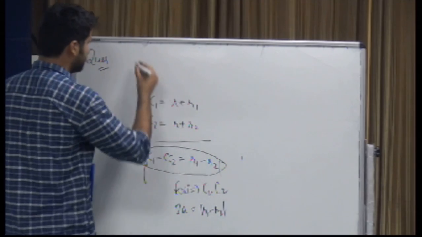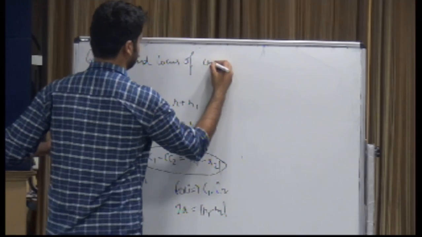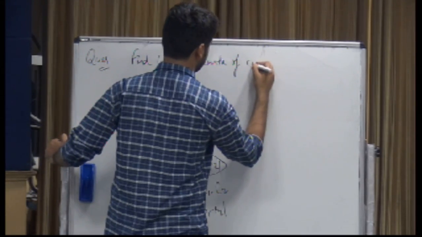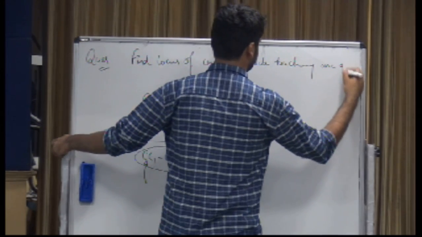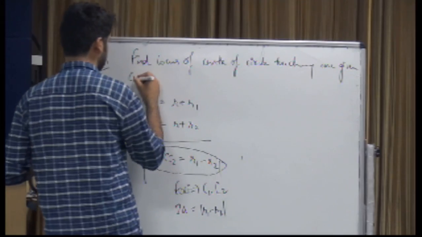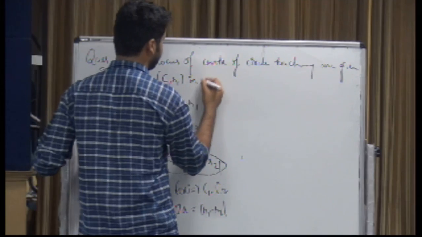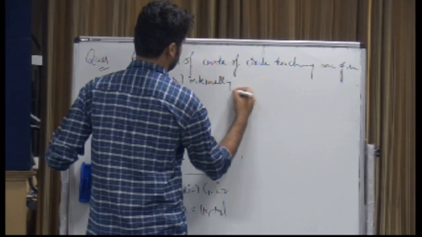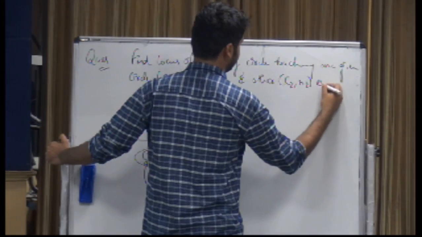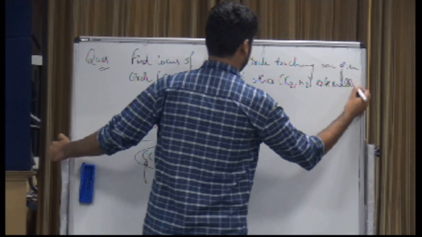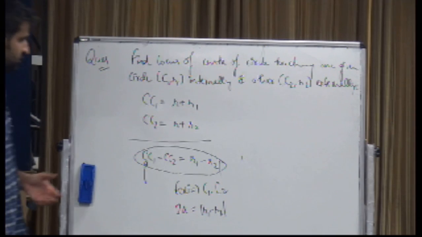So I'll give you a similar question. Find the locus of center of circle touching one given circle C1 R1 internally and other C2 R2 externally. Try this. It's quite similar.